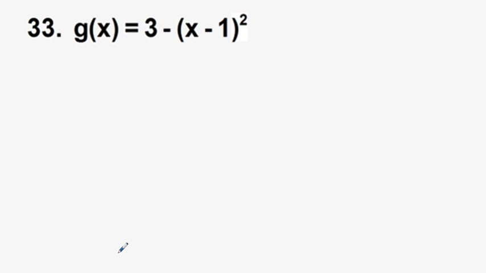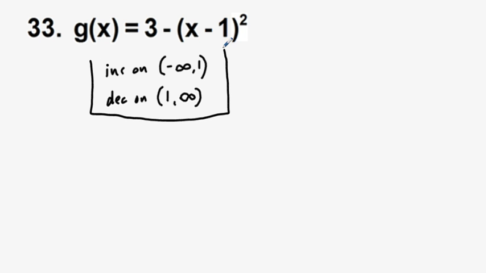So we can go back here and say increasing on negative infinity to x equals 1, and decreasing on greater than 1, less than infinity. Okay, that's problem 33. Let's go to the next odd number problem, 35.